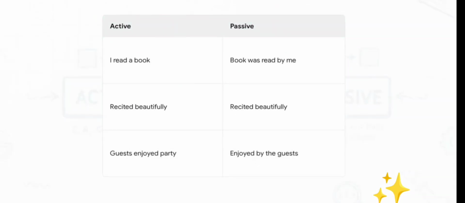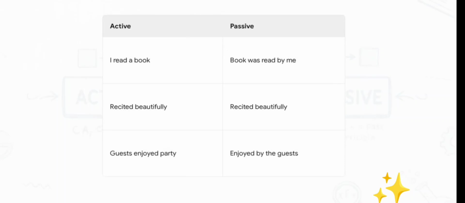Firing through these next 3, notice how beautifully the rule holds up. Part A, sentence 8. I read a book. The subject I and object a book swap to become a book was read by me. Now the spelling stays identical, but the pronunciation actually shifts to the V3 read. Cool, right? Now look at part B, sentence 5.